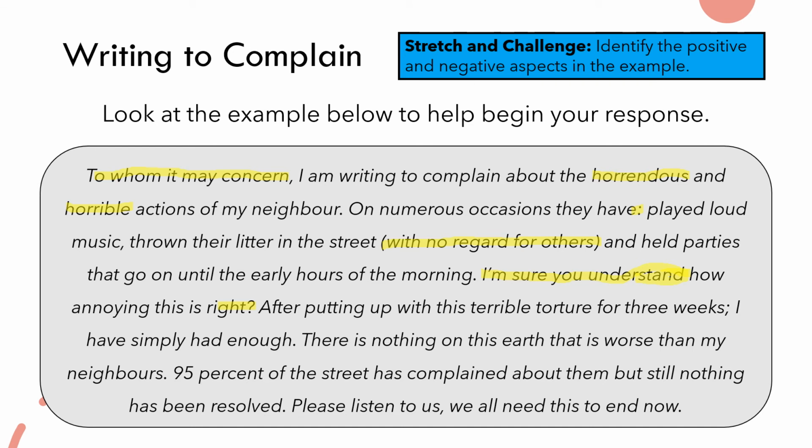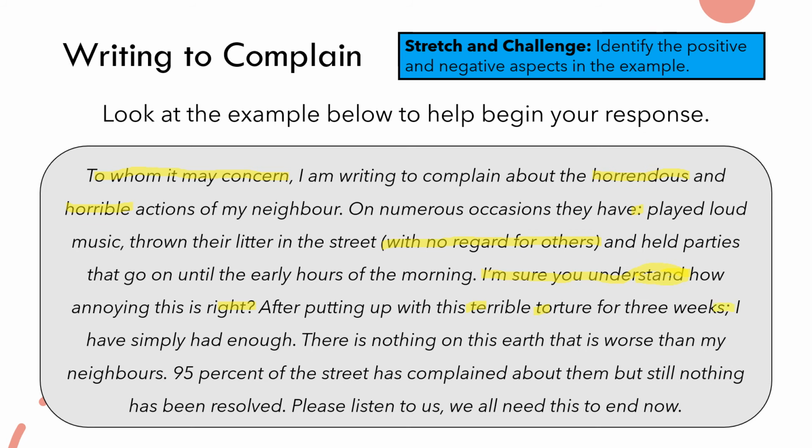After putting up with this terrible torture, which is a lovely example here of alliteration, terrible torture. So you can see there already that rather than repeating the same techniques over and over again, the candidate is trying to actually use a variety of them and show us that they know how to use different techniques. They've also used the semicolon here.